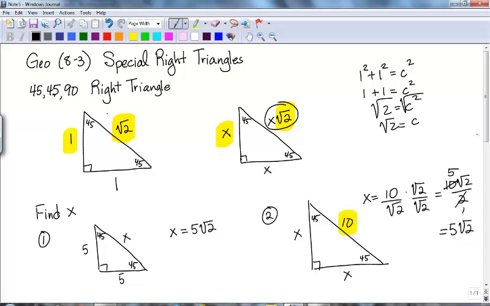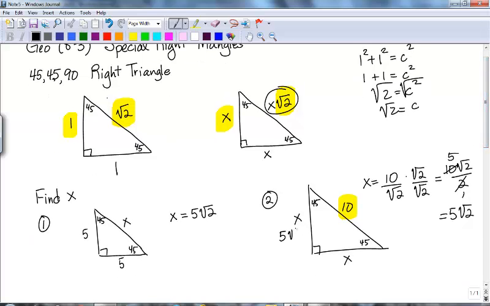And you should be able to check it. If this side's 5 radical 2 and this side's 5 radical 2, that's your x. Multiply this by radical 2 and you should get 10. 5 radical 2 times radical 2 would be 5 times 2, which is 10. Yeah, that checks. So on a 45, 45, 90, if you know the leg, to get to the hypotenuse, you multiply by radical 2. If you know the hypotenuse, to get the leg, you divide by radical 2. So you're either multiplying by radical 2 or dividing by radical 2.